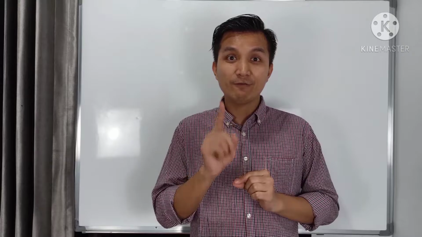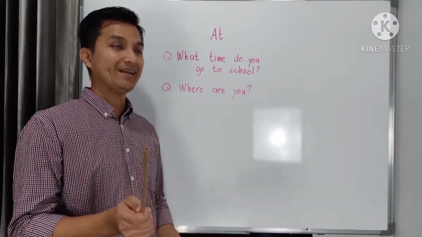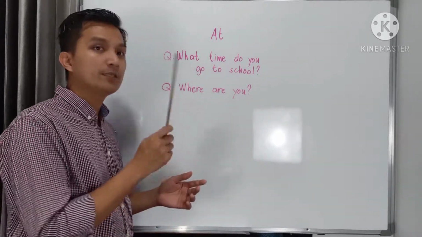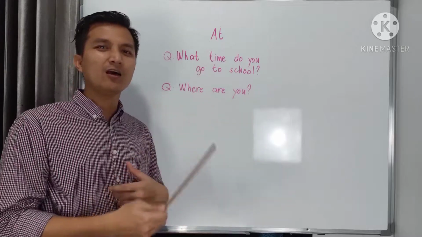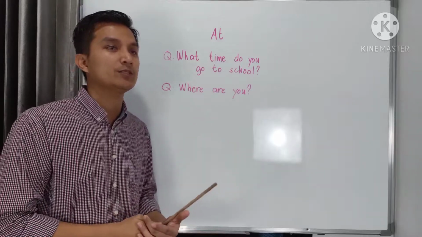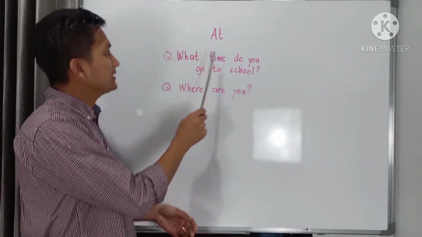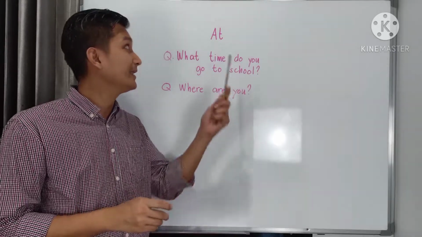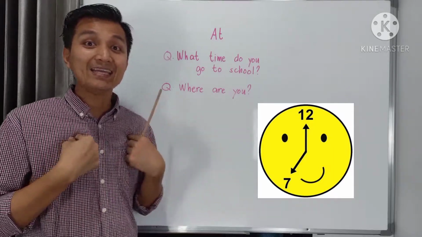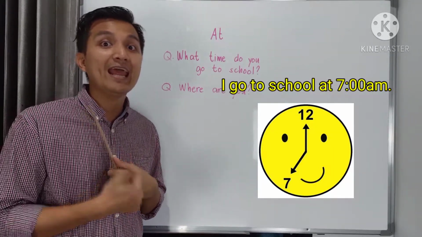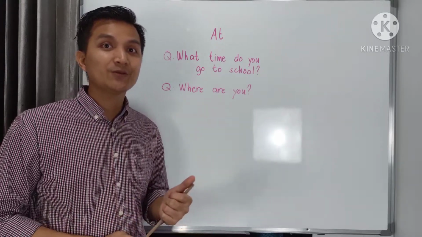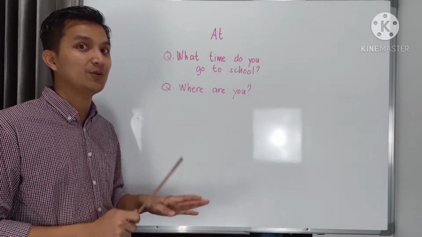So let's go and answer a few questions again. Alright, so these are the questions that we have. We just got 2 questions for the preposition at, but there are a lot of things that you can use the preposition at for in answering your questions. One question is, what time do you go to school? Can you answer using the preposition at? That is correct. I go to school at 7 a.m. because you are telling the specific time when you go to school.